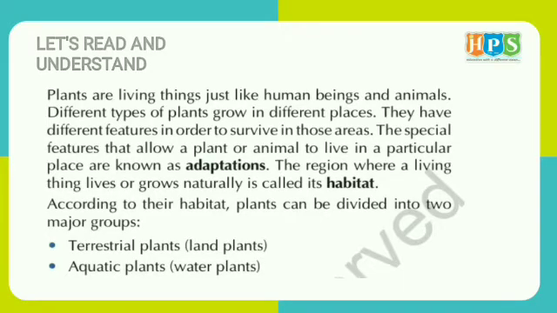For example, pine trees can grow on hills and they have features so that they can survive in hilly areas. Survival means in Hindi bane rehna. So we have two kinds of plants: terrestrial, that grow on land, and we also call them land plants, and the second is aquatic plants, that is the plants that grow in water.